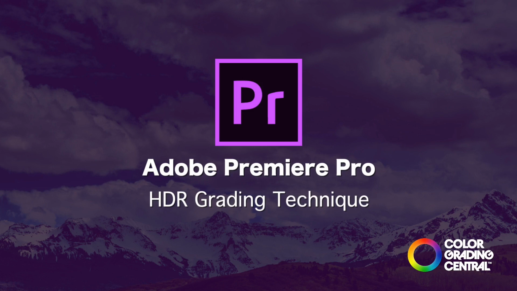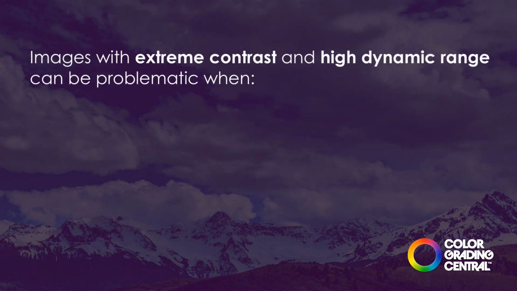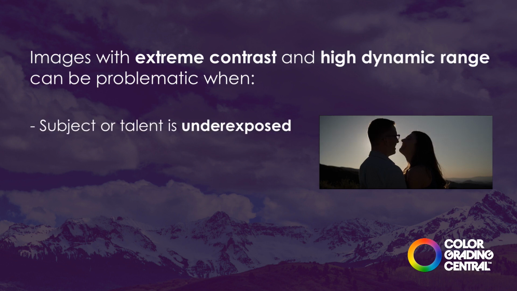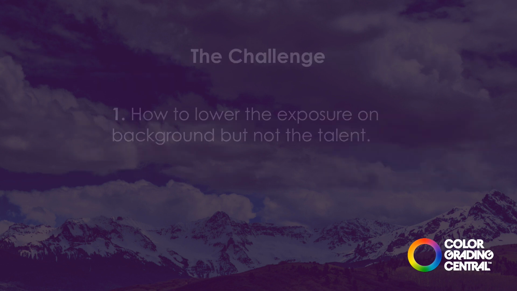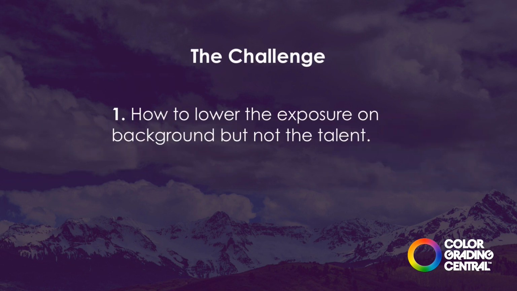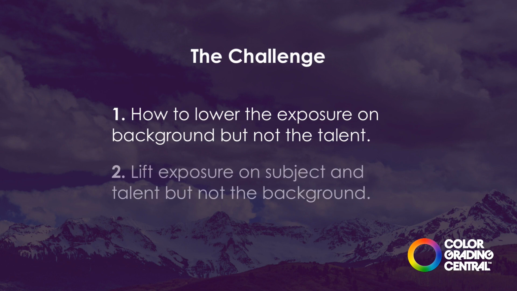In this tutorial, we're going to explore a technique to help us address images with extreme contrast or high dynamic range. This can especially be problematic anytime a subject or talent is underexposed and the background or other objects in the frame are overexposed or blown out. The big challenge in all this is how we can lower the exposure of the background without making our talent or subject even darker, and vice versa. How can we bring up the exposure on our subject without making the background brighter?